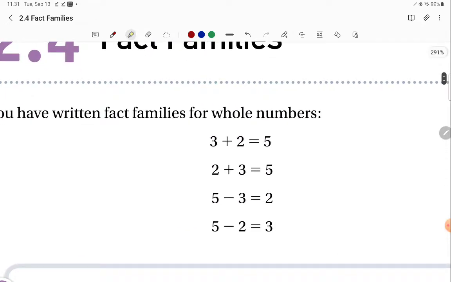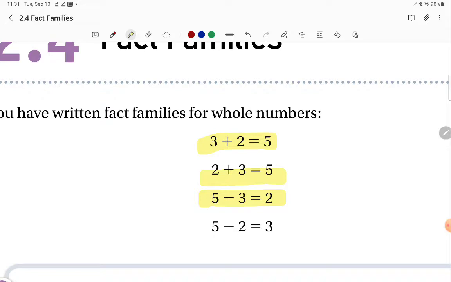Looking at the different properties, if you look at these first two, instead of 3 + 2, you write it as 2 + 3. That means the same thing. That's the commutative property, meaning you can add in any order that you want to. Over here, we're just writing it in different ways. So 5 - 3 = 2.